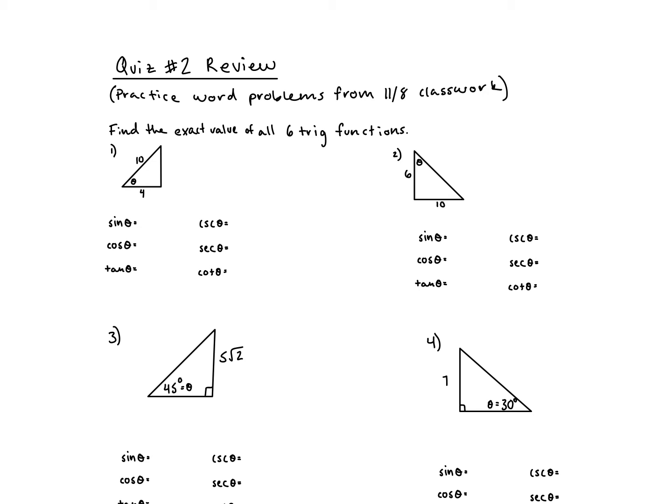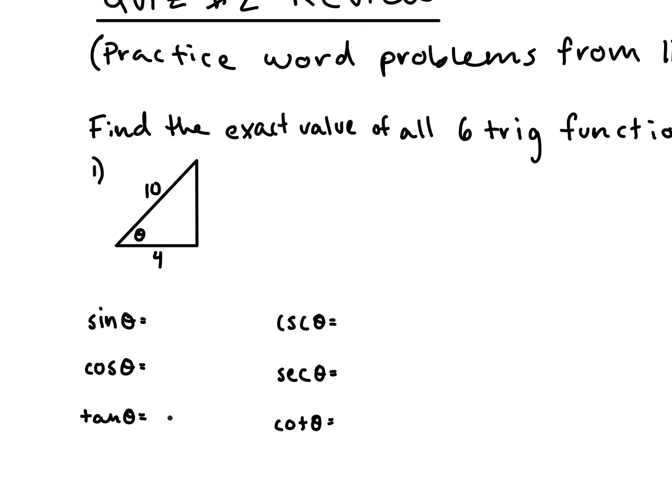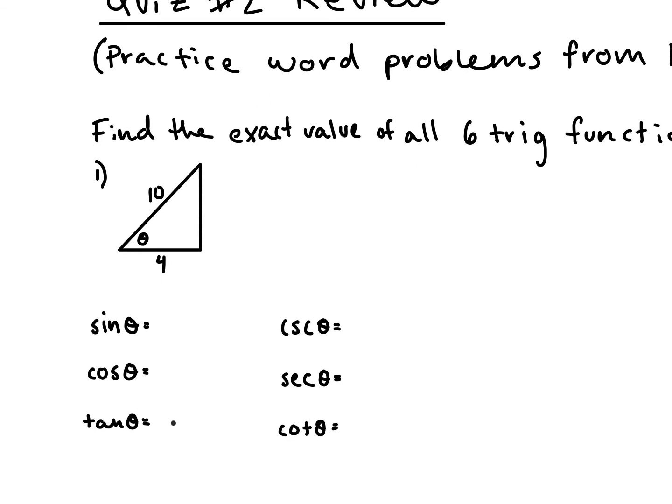So what's the first thing we have to find in order to find our trig functions? Opposite leg. Right. So I'm missing the opposite here. That would make this one the adjacent and this one our hypotenuse. How do I find the opposite? What do I need to do?